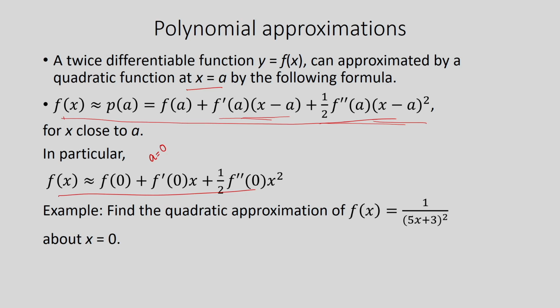Okay, here is an example. Find the quadratic expression of f x, which is given by this, about x is equal to 0. As you can see, this f x is a kind of complicated function, because the power of 5x plus 3 is minus 2. So we have to make this a quadratic function of x.